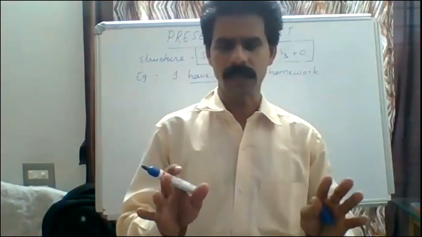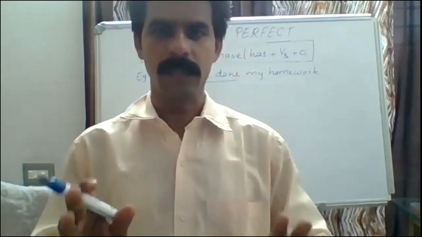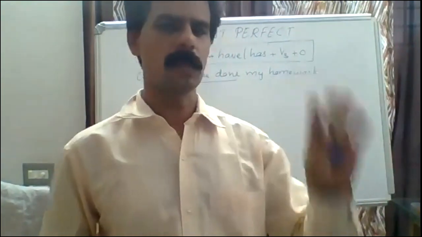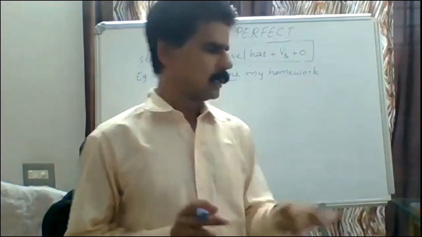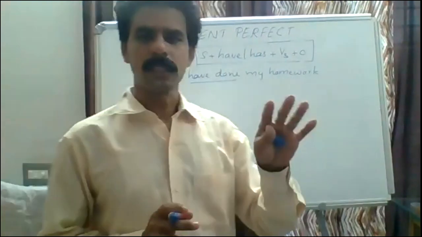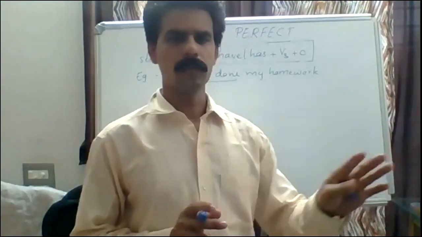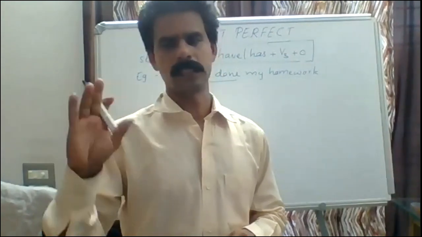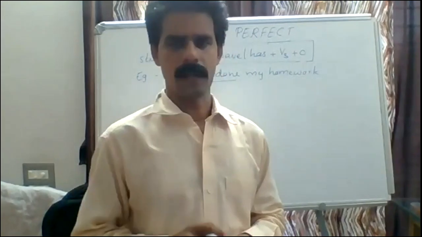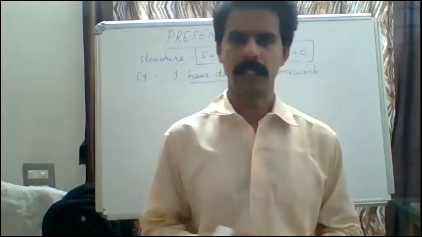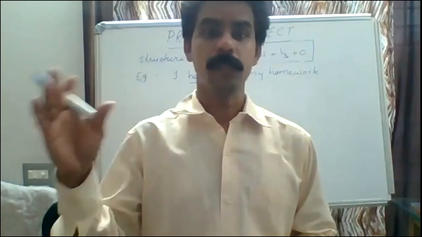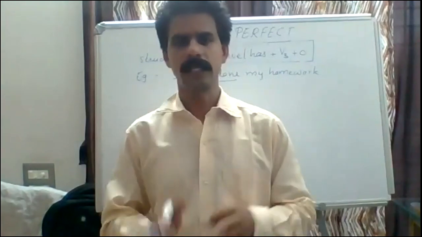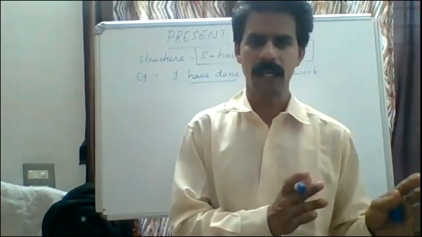In all the progressive tenses, the main verb is the ING form of the verb, which is the present participle. Here, we are using the third form of the verb. V1, V2, V3: speak, spoke, spoken. I have spoken something to my friend. Spoken is the third form. That is the major verb, and have is the helping verb.